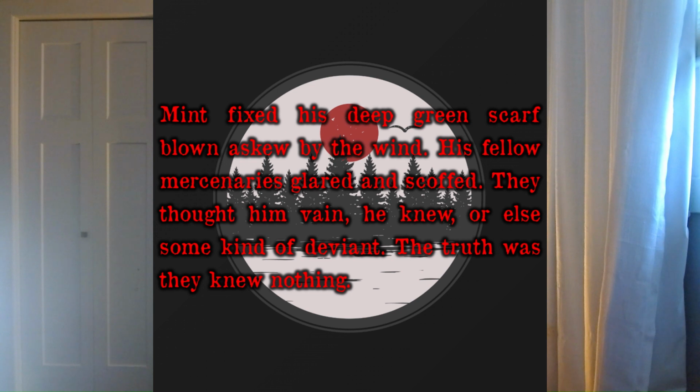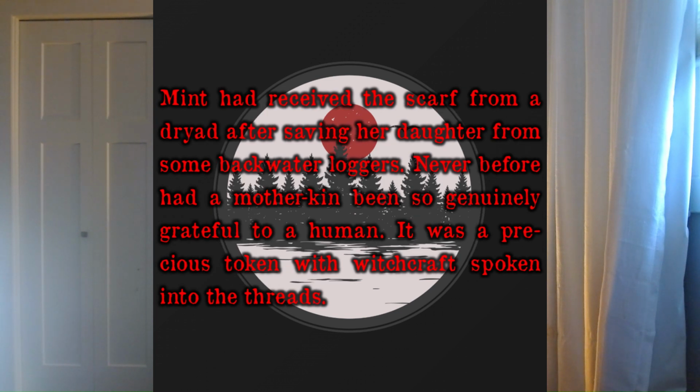Mint fixed his green scarf blown askew by the wind. His fellow mercenaries glared and scoffed. They thought him vain, he knew, or else some kind of deviant. The truth was they knew nothing. Mint had received the scarf from a dryad after saving her daughter from some backwater loggers. Never before had a motherkin been so genuinely grateful to a human. It was a precious token with witchcraft spoken into the threads.